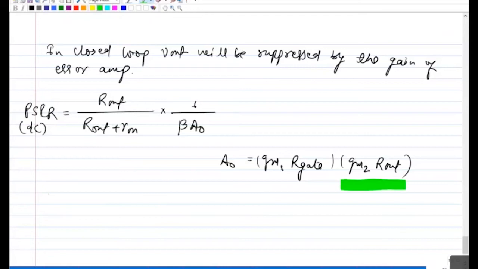If you remember in the PMOS, only GM1 R gate was appearing in the gain, and you had a beta factor common to both. But in this case, you also get GM2 R out because of your source follower. So your PSRR, even the starting point, that DC will be much better. Not the intrinsic gain, but the intrinsic GM multiplied by your R out, whatever the output impedance you have.